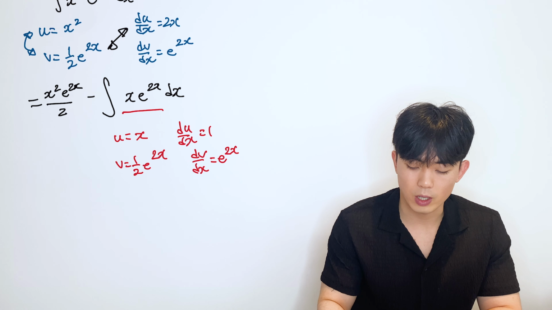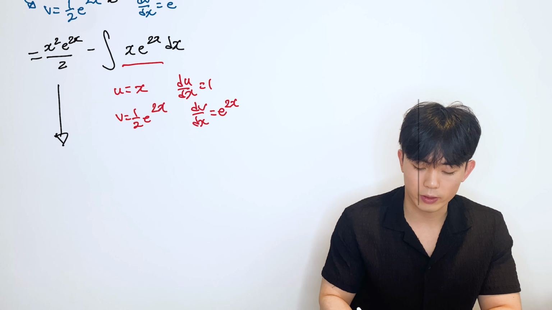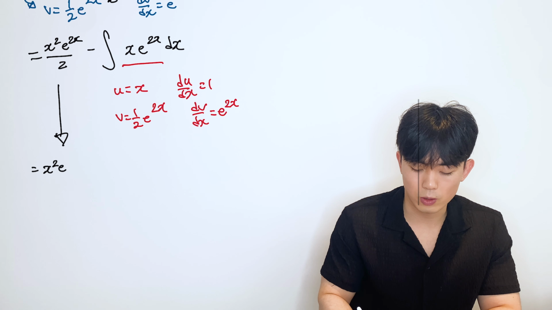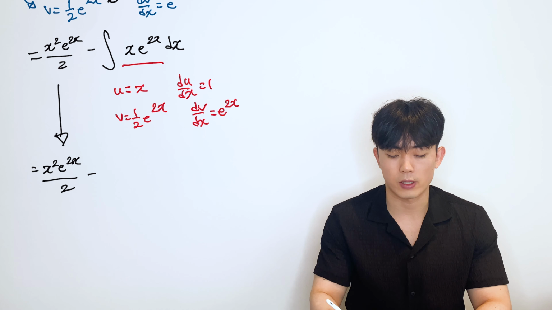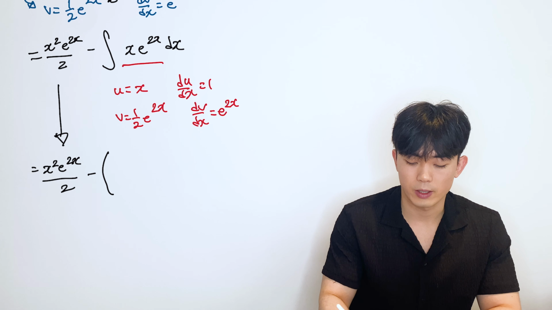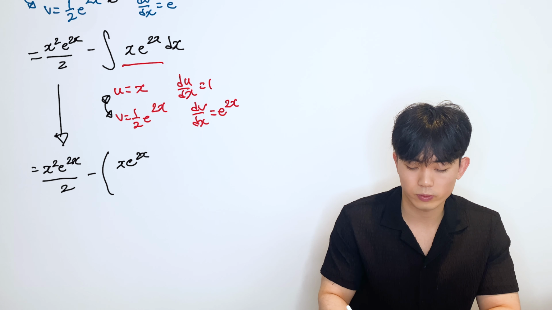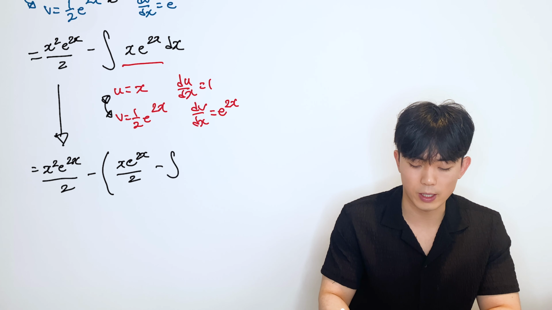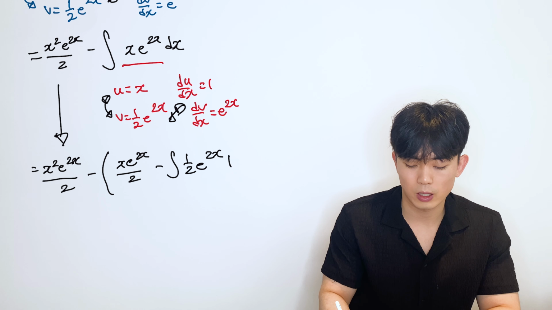So therefore, if I was to finally write it out, bringing this term down here, we'll get x squared e to the 2x over 2 minus, and now if I do the integration by parts again, I like to put a bracket around just to not get confused with the signs. So inside the bracket, we're going to have u times v, so x e to the 2x over 2 minus the integral of these two multiplied together, so half e to the 2x like this, close bracket.